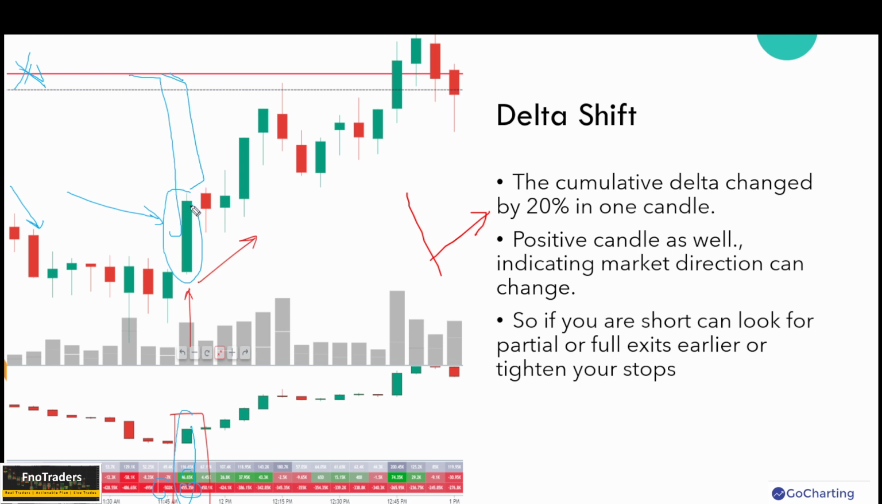If you're short and you see a positive delta shift happening like this, you look for a partial exit or early exit. Similarly, if you're long and you see a significant negative delta shift happening, you look for a partial exit on your long or an early exit. So these three things are very effective techniques. You don't have to observe bid ask at a detailed level, and you can still effectively manage and improve your trade.